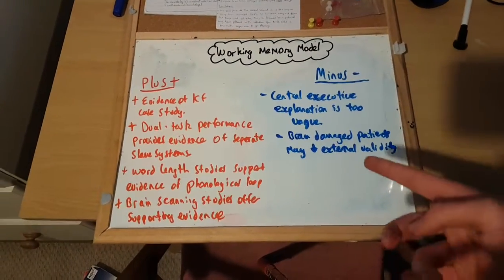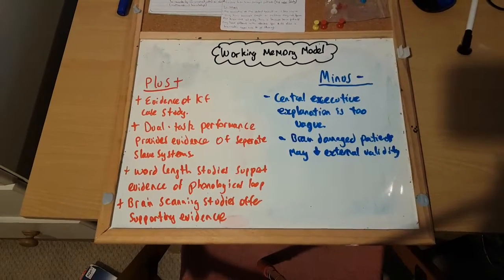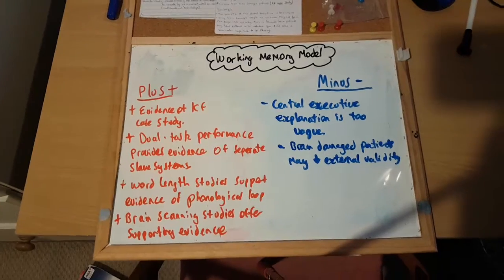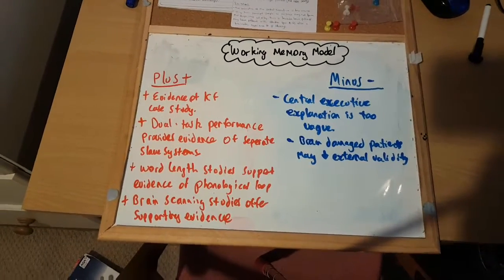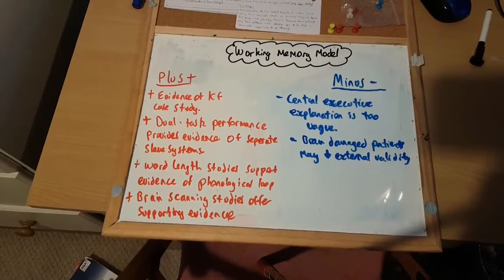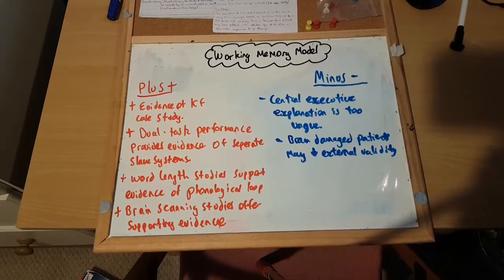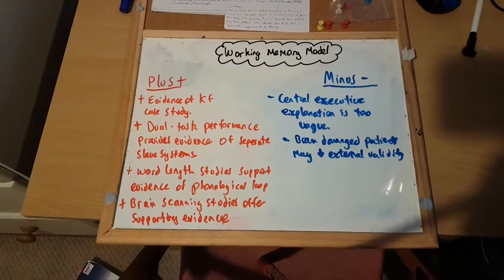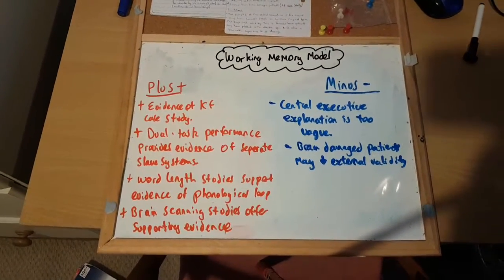And I've just touched upon this one. Brain damage patients may decrease the external validity, and this is because they're hard to generalise to the real public, because their cases are quite rare, yeah? So they're not like everyone else, basically.